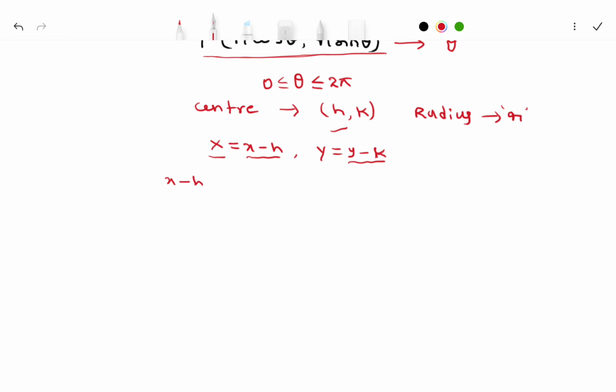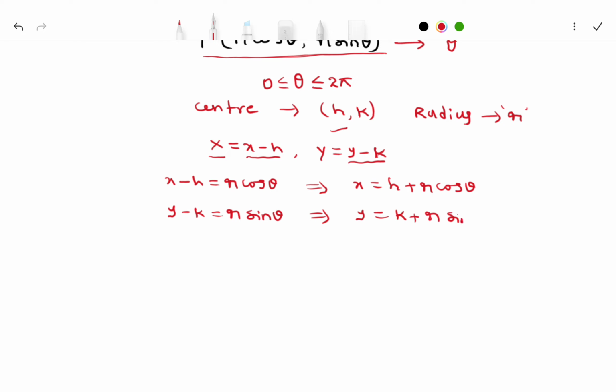x minus h is equals to r into cos theta. From this you can write that x is equals to h plus r into cos theta, and similarly y minus k is equals to r into sin theta. From this you can write that y is equals to k plus r into sin theta.